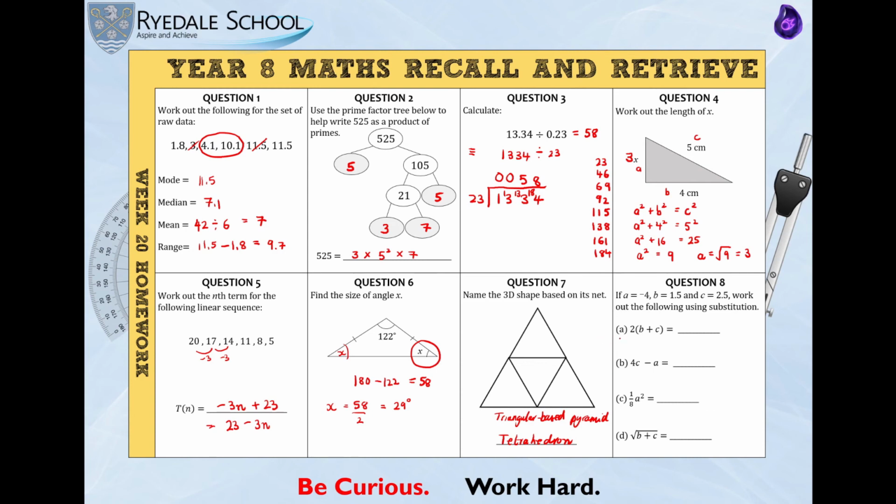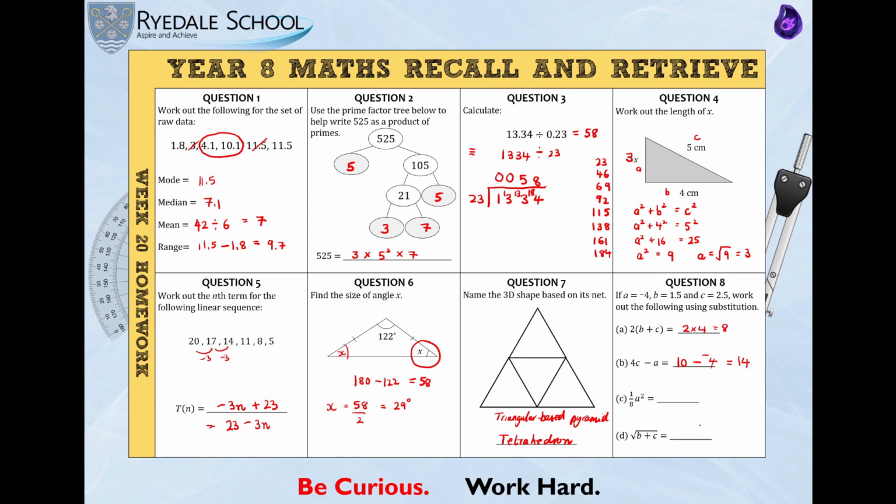Question number 8 is a little bit of substitution. A is negative 4, B is 1.5, C is 2.5. So this says work out 2 lots of B plus C. So let's do the bracket first. B plus C, 1.5 plus 2.5 is 4. Number in front of a bracket means multiply, so we've got to do 2 times 4, so this one's 8. We're doing 4 C's take away A. Well, 4 C's is 10. But we're going to have to be careful here because we are taking away negative 4. And remember, when you subtract a negative number, that is like adding.